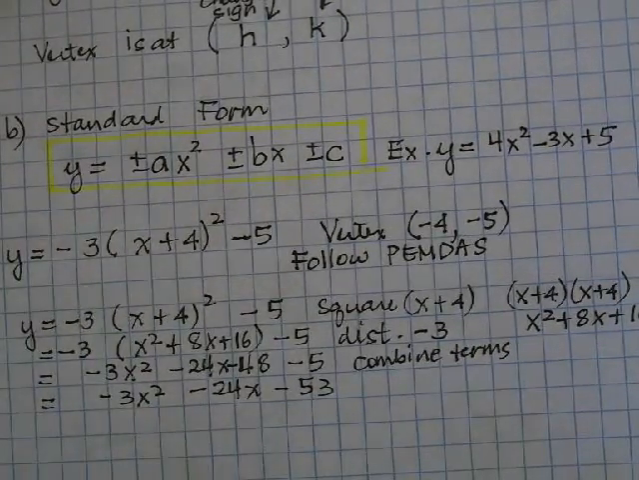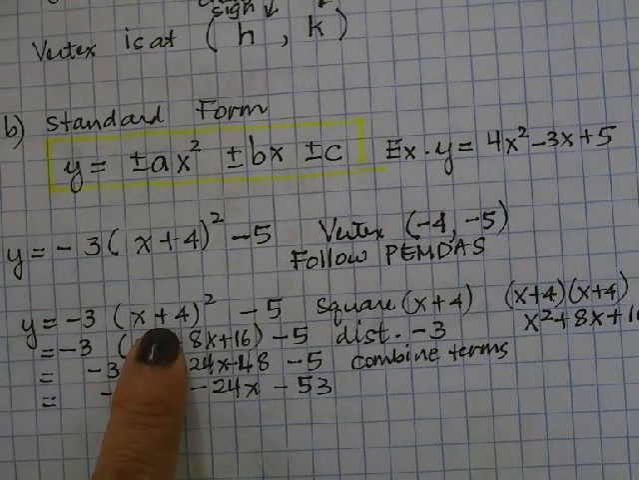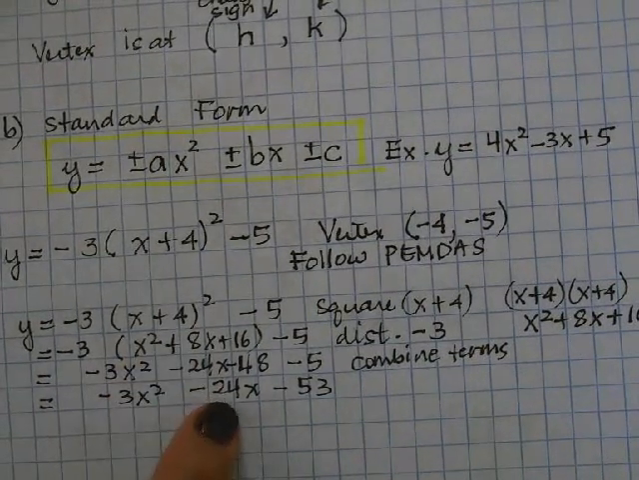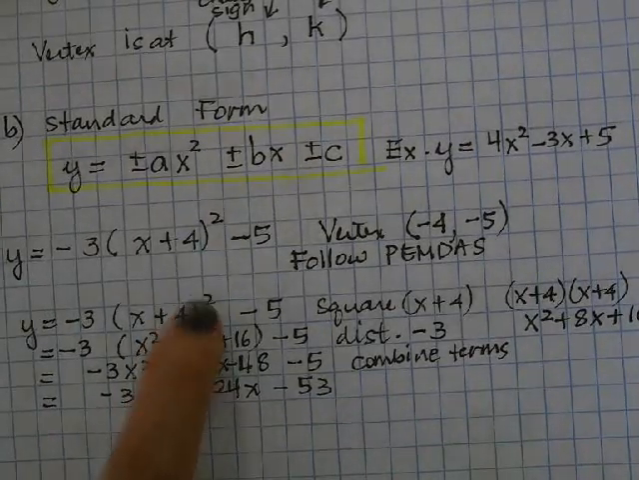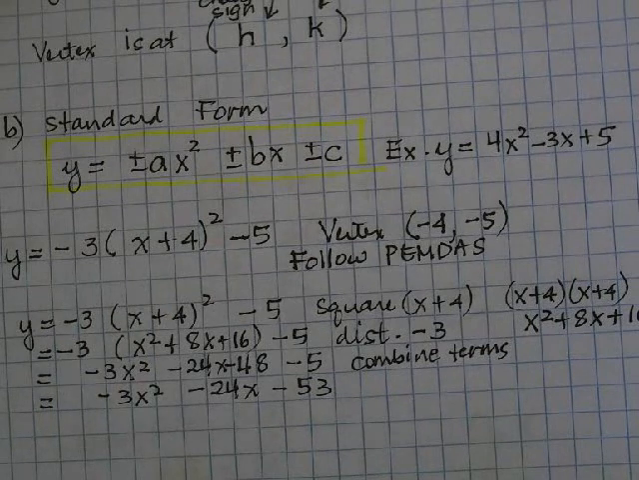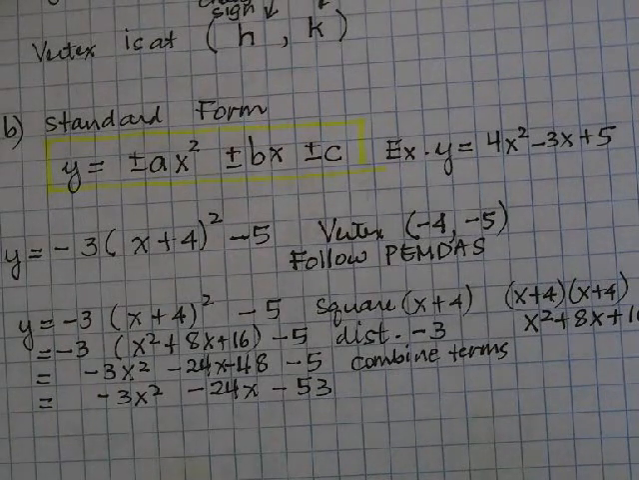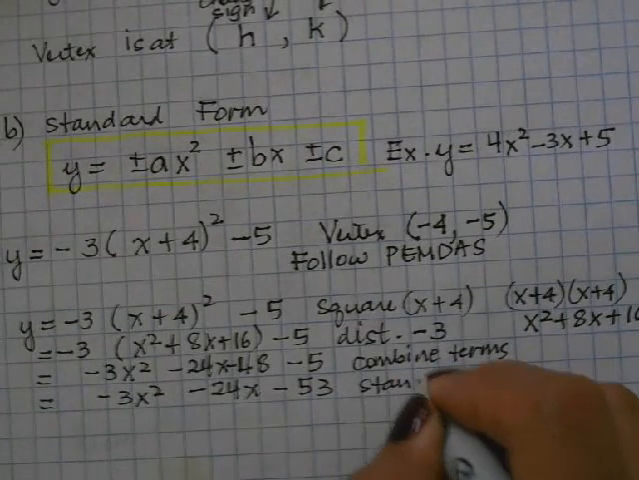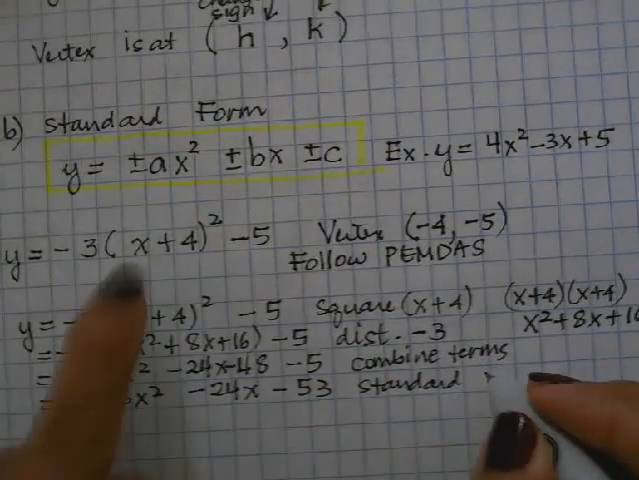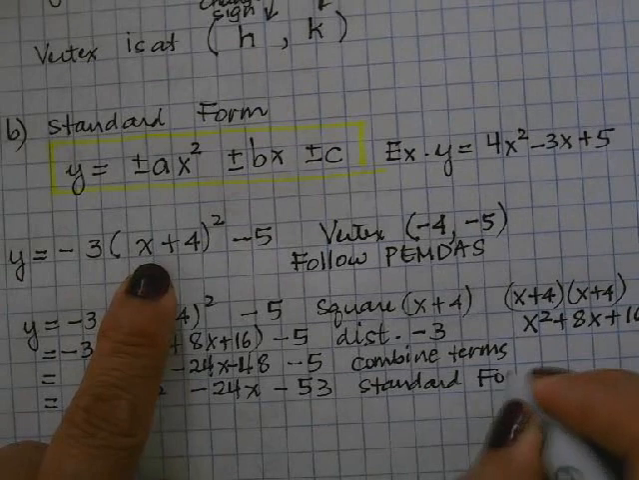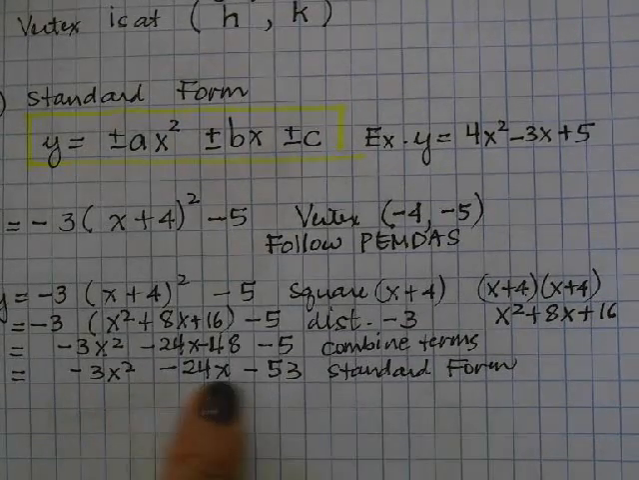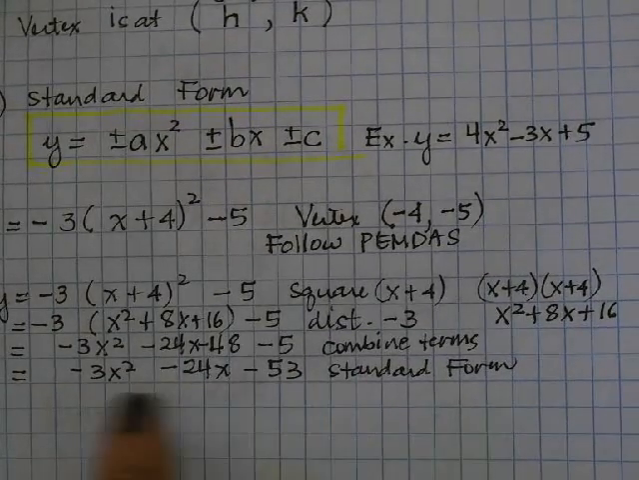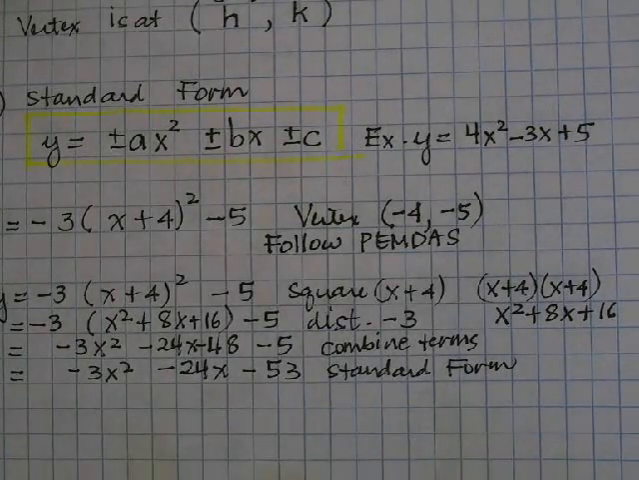So again, this is the vertex form and this is the standard form, but they are the same thing. They are just written in different ways. So this is now the standard form of the vertex form. In the next video, we're going to find the vertex when it is written like this, in standard form.